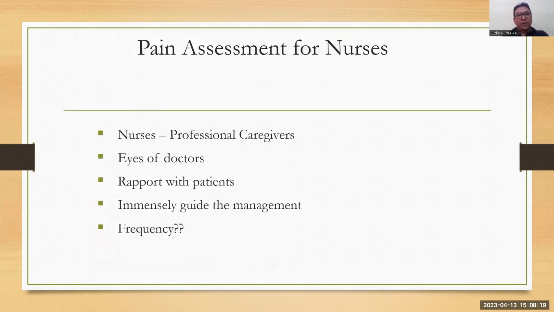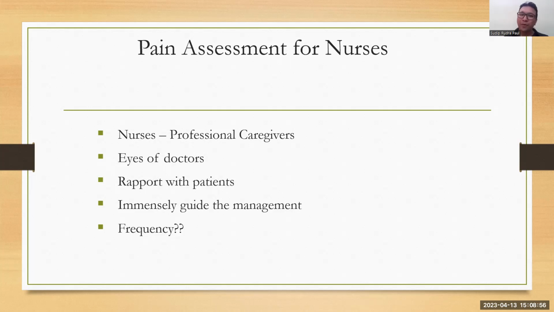Now, pain assessment for nurses. Nurses are the professional caregivers for a patient, and they also work like the eyes of a doctor. The doctor is not in the ward 24/7. We nurses are at the patient's bedside 24/7. So whatever report we give, the doctor has to believe it. So we have to be perfect enough to give the correct report to the doctor, so that the doctor can treat the patient's pain perfectly.